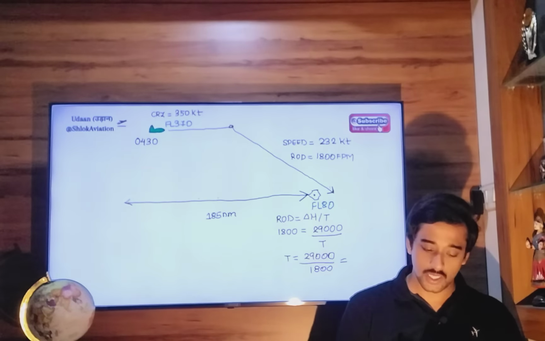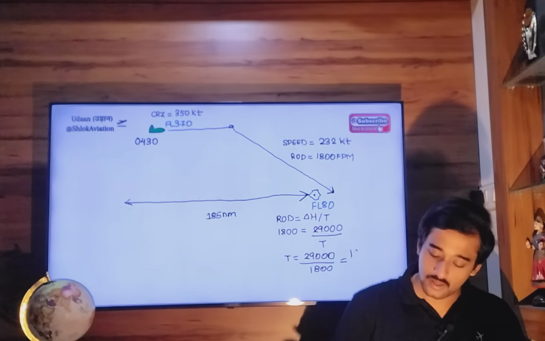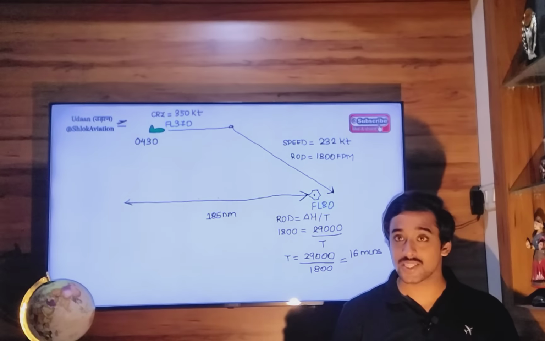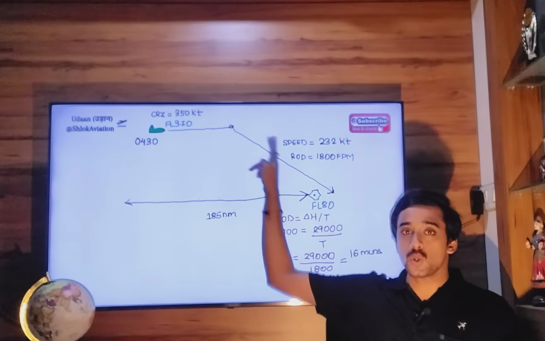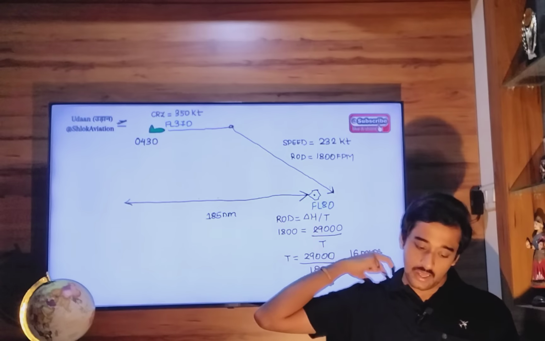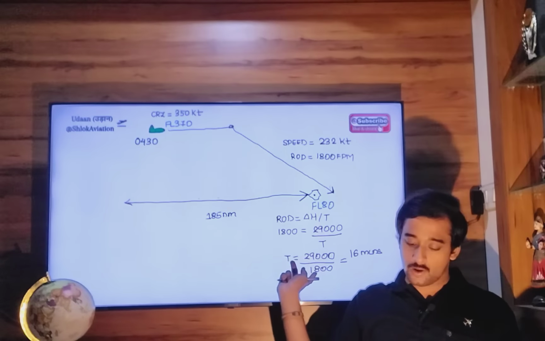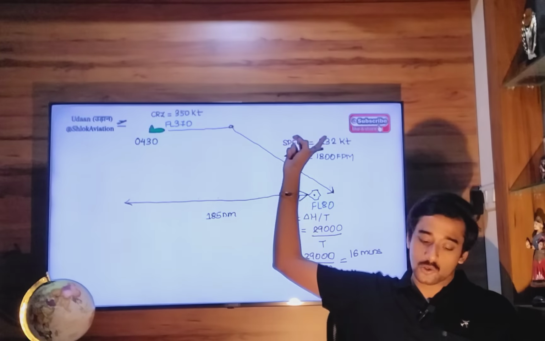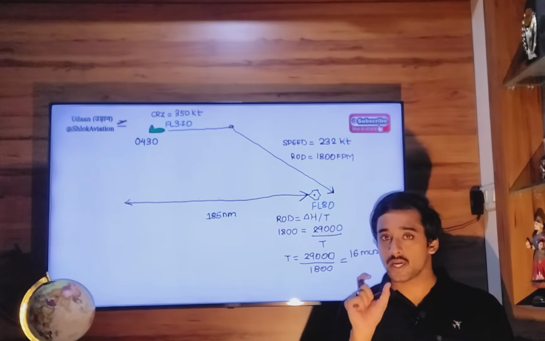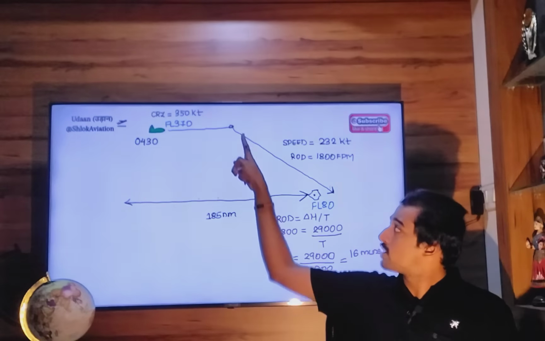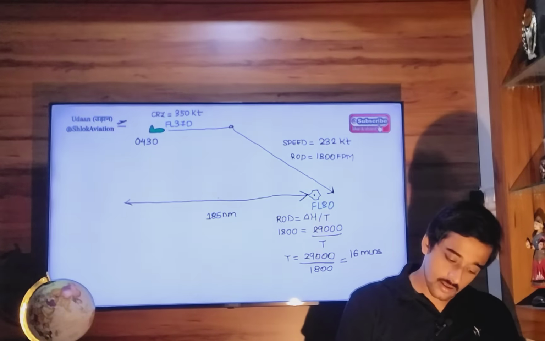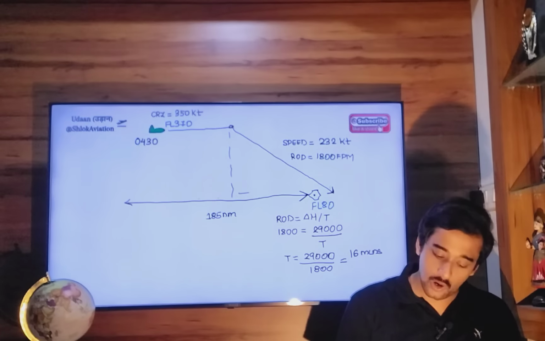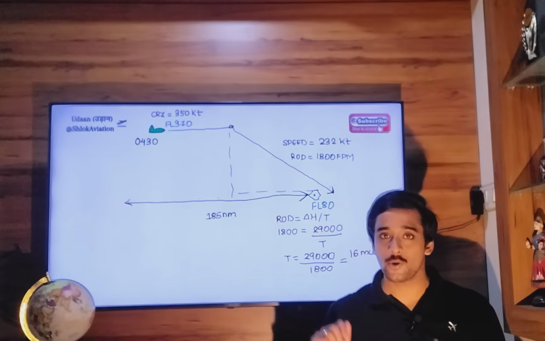So 29,000 divided by 1800 is 16 minutes. So you will require 16 minutes to descend from 37,000 feet to 8,000 feet. Now, with this time of 16 minutes, with this speed of 232 knots, you will cover a particular horizontal distance towards the VOR station.